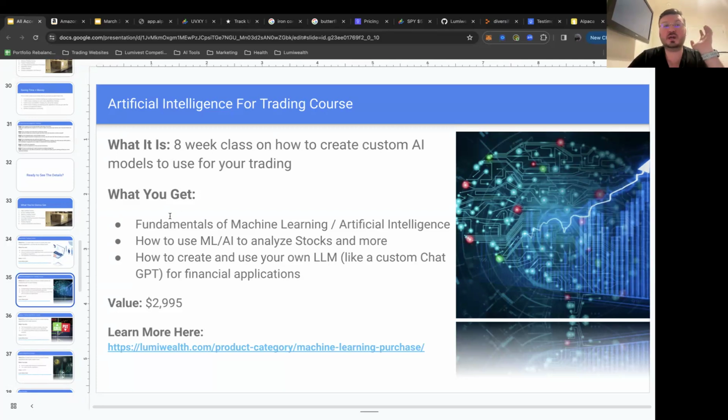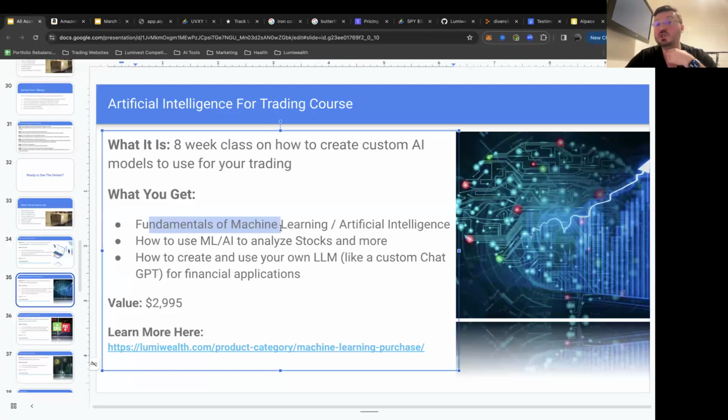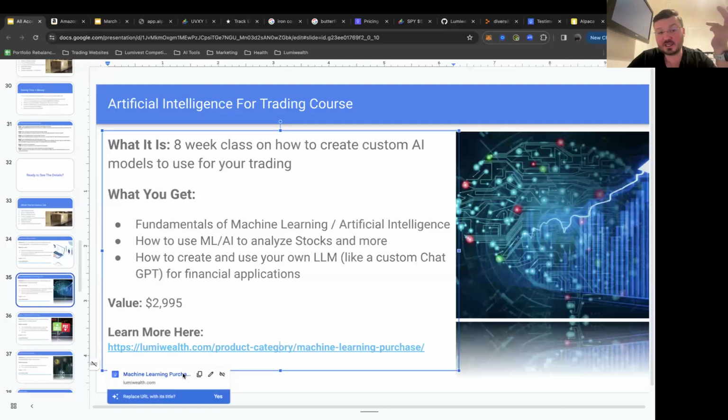He taught a lot of really great things in this course. You can go through and learn about the fundamentals of machine learning and AI. You'll learn how to apply machine learning and AI to stocks. And then you also learn how to create your own large language models like ChatGPT to actually use in financial applications. So you can use it to analyze the news, analyze financial statements, that sort of thing. We'll show you how to do that. All right. This course you normally sell for $2,995. You can buy it independently if you click on this link, but it's also part of our all access plan.